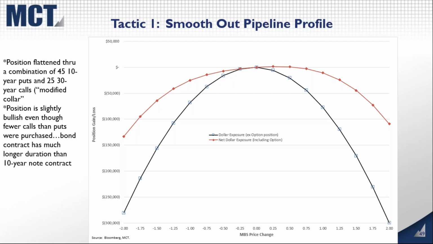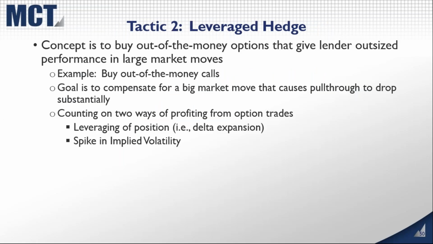And the position is somewhat bullish, even though fewer calls were used than puts, because the calls were on the 30-year bond, which has a much longer duration than the 10-year note contract. That also comes into play in this type of category. Now, the other way of using it is to buy out of the money options to give the lender performance in big market moves. A very common thing to do would be to buy some out of the money calls so that if there was a big rally in the market and your pull-through declined substantially, you would get P&L to offset that from the profit on your calls.